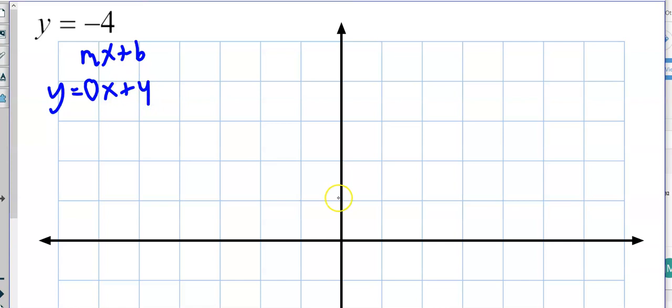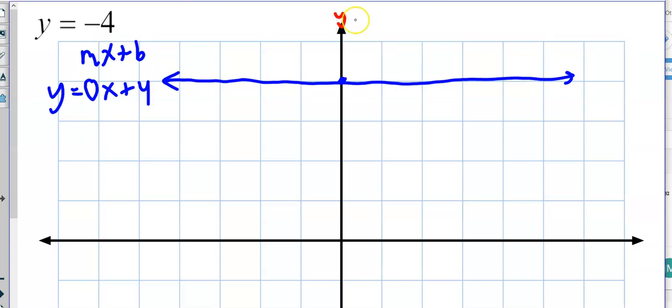So it does have a y-intercept, 1, 2, 3, 4, of -4. But the slope is 0. If you remember that, that means the line looks kind of like this. Right? So it's just y equals -4. What's weird about this, if you think about it, is that the y-axis is vertical, but a y equals -4 line is horizontal. So those are at odds with each other, but maybe that helps you remember it.